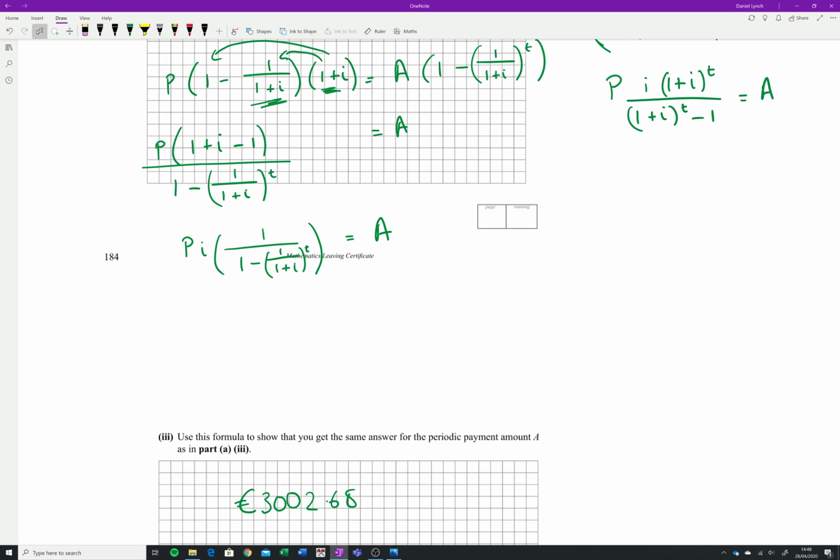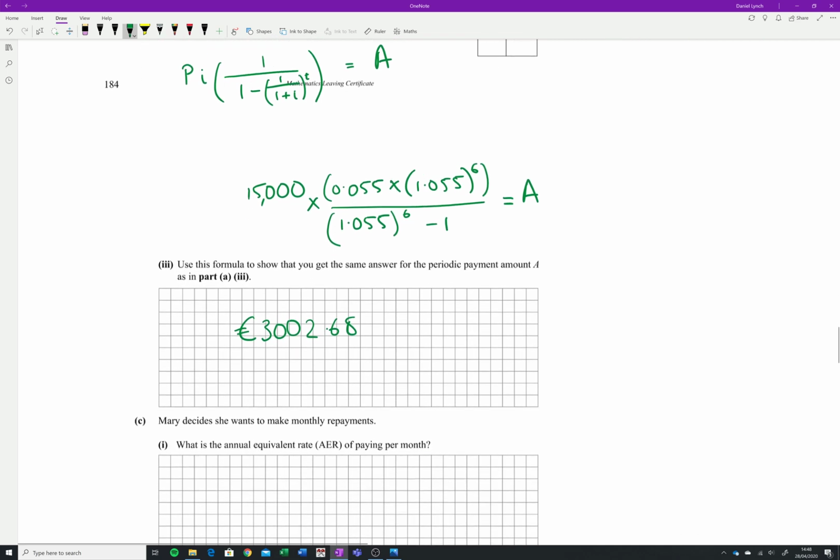I wouldn't write it just that. I would show my examiner what I did. I did 15,000, just so you know, multiplied by 0.055, no, 0.055, multiplied by 1.055 to the power of 6, that was that bit, over 1.055 to the power of 6 minus 1 is equal to A, where A is the payment that we're making monthly. So I did 15,000 by that, and that got me the answer.